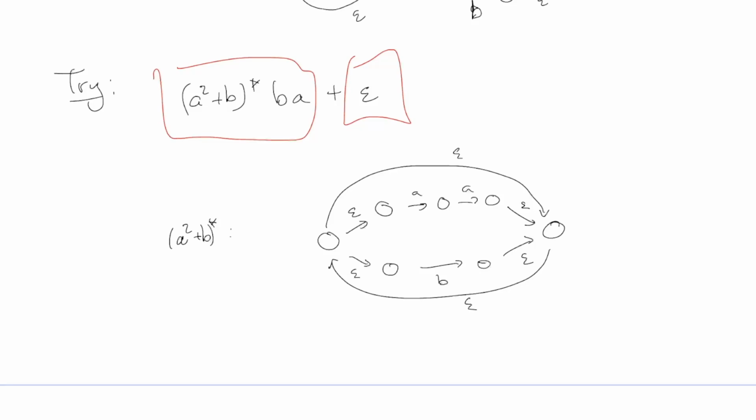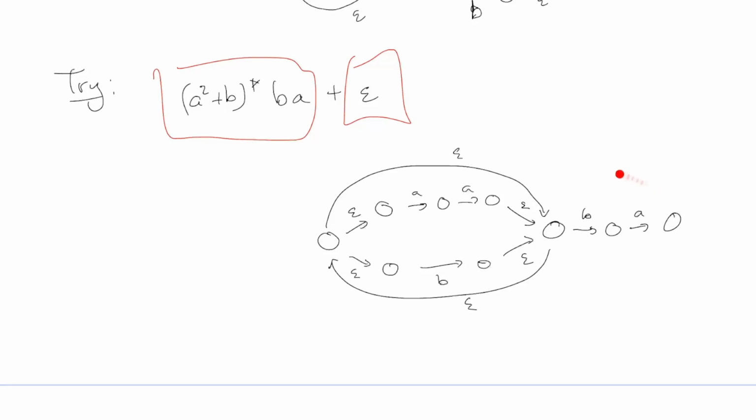All right, can we talk about these? It looks like people are doing fine. So I have drawn A squared plus B star. I have AA across the top and B across the bottom, and then these epsilons to and fro are making the star. And now to follow this by BA, I would just put BA at the end. Like that. So far, this is everything in the red box, right? And now I want to make that stuff or epsilon.